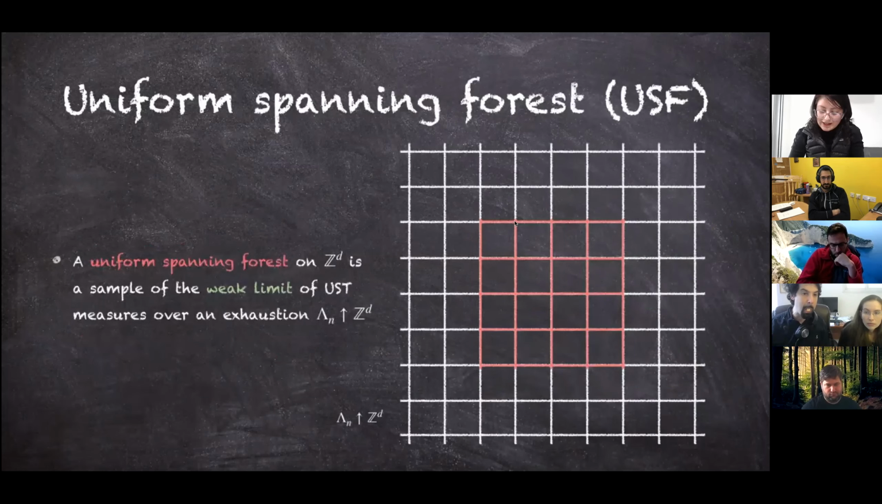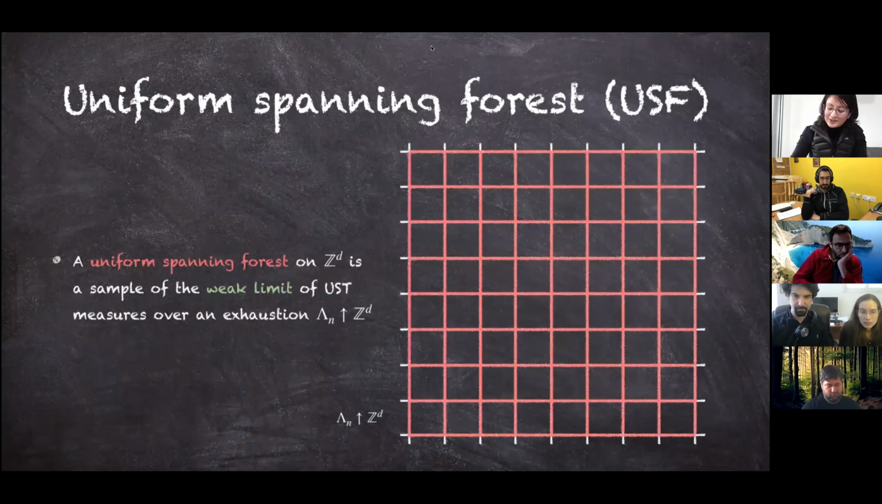Very simple. And our interest today is on Z^d. So this is an infinite graph, and we do our usual construction in statistical physics. We're going to take growing boxes that eventually fill my whole space. So these are boxes Lambda_n. For each one of these boxes, I have a measure of the uniform spanning tree. So the weak limit of these measures is the uniform spanning forest.